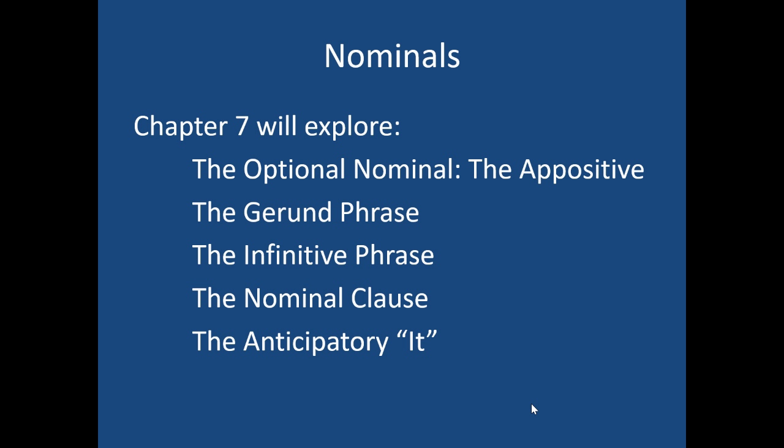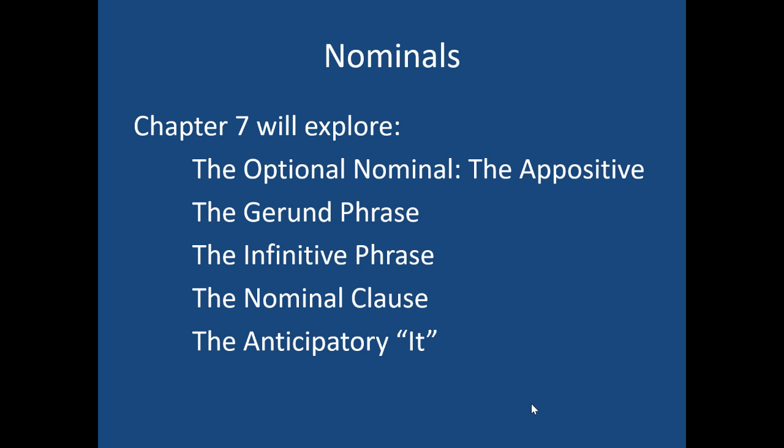So there are other things that we'll find as we look into chapter 7. We kind of jump ahead in our book to chapter 7. We're going to take a look at the appositive. We're going to take a look at the gerund phrase, the nominal phrase. We'll find there are clauses, which we're going to call a nominal clause. And then chapter 7 will finish with what we call the anticipatory it.